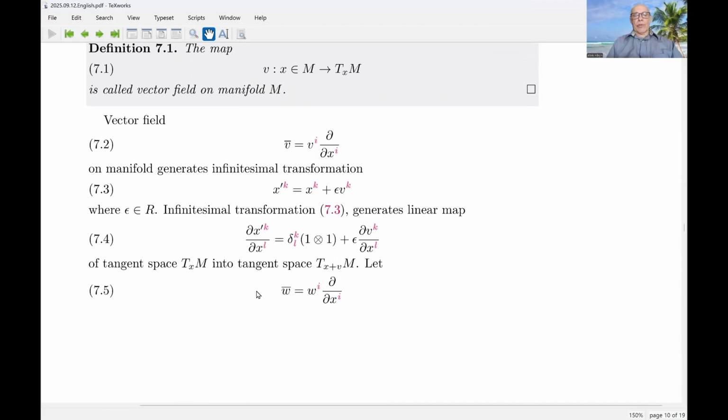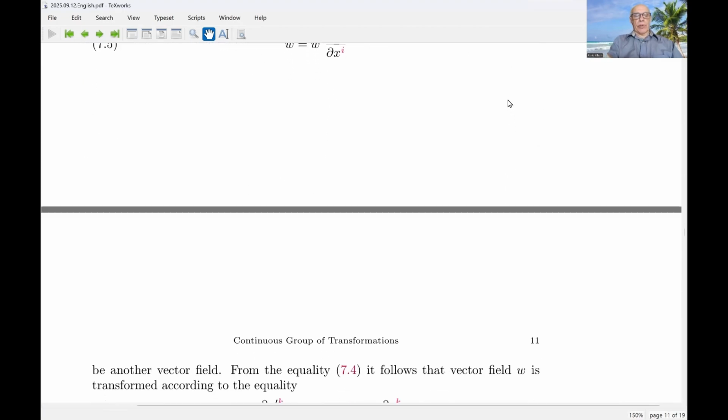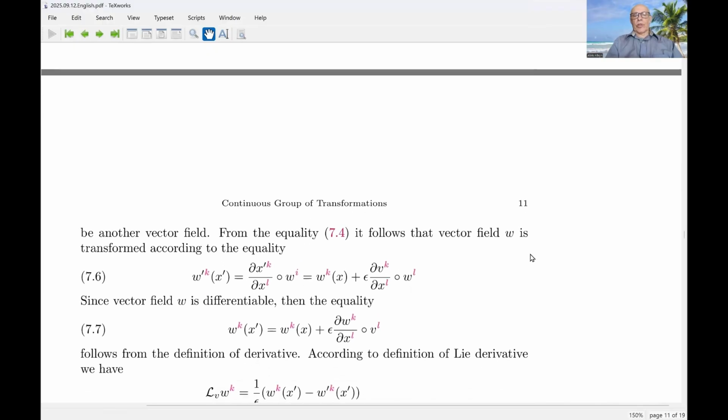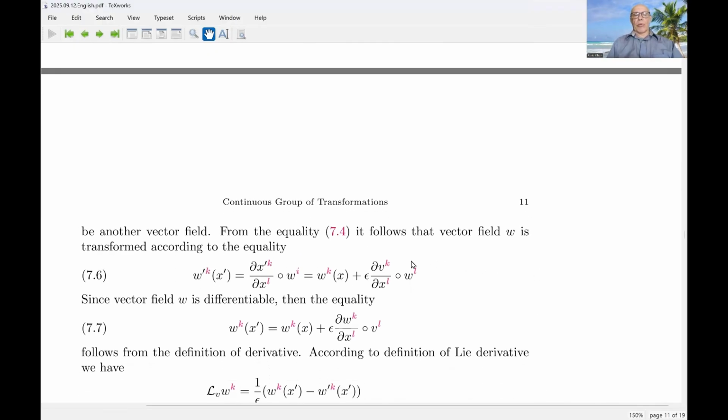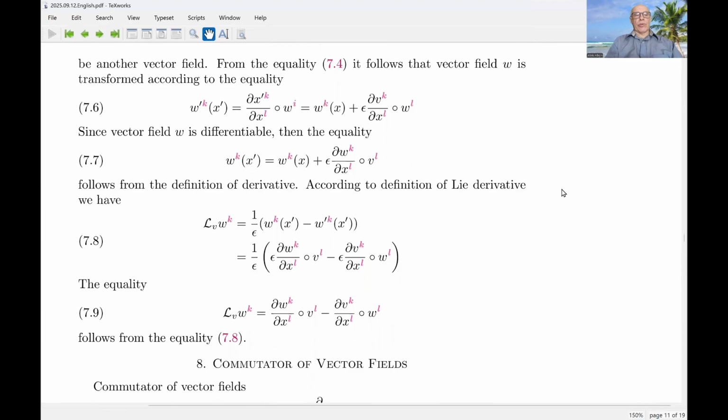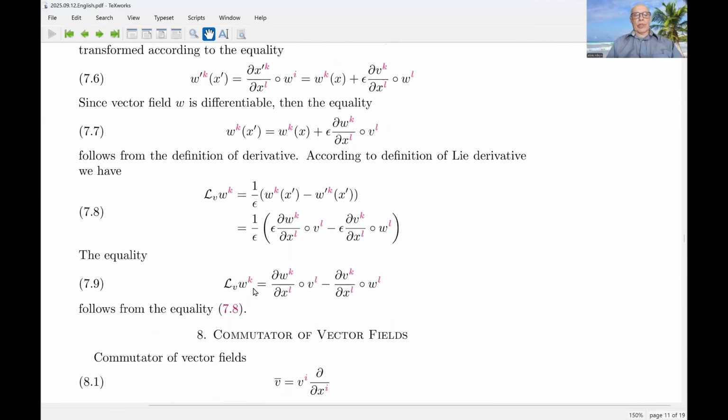Let 7.5 be another vector field. From equality 7.4, it follows that vector field W is transformed according to equality 7.6. Since vector field W is differentiable, equality 7.7 follows from the definition of derivative. According to the definition of the Lie derivative, we have equality 7.9, which follows from equality 7.8.